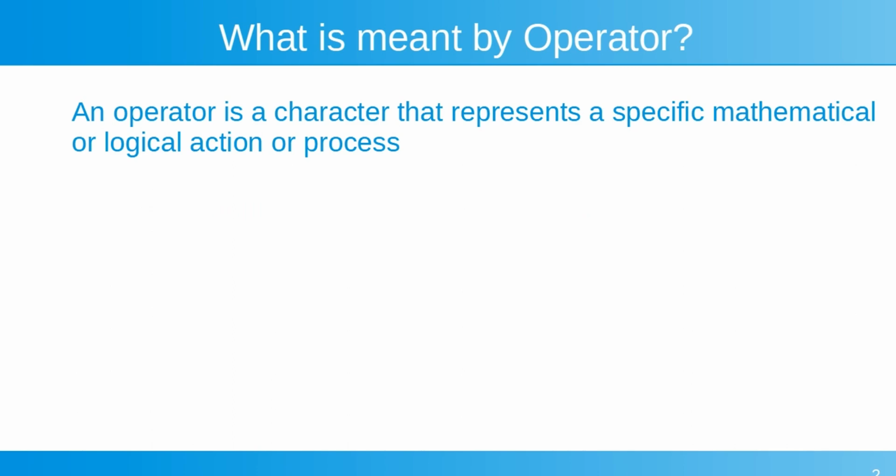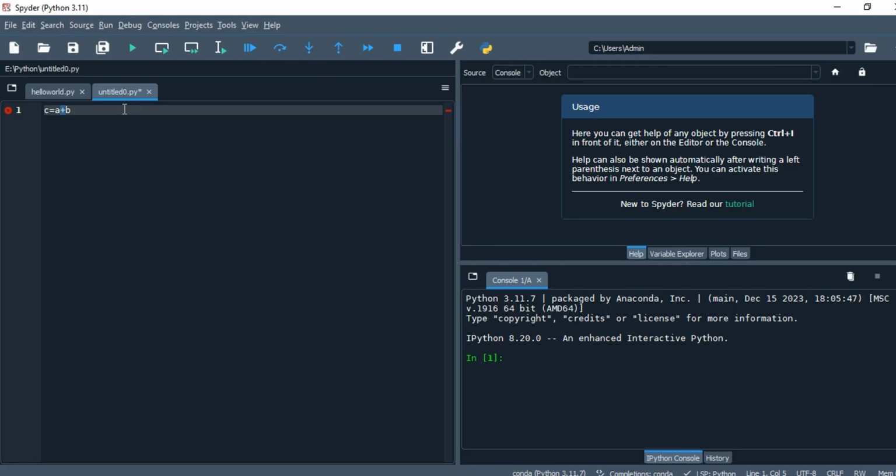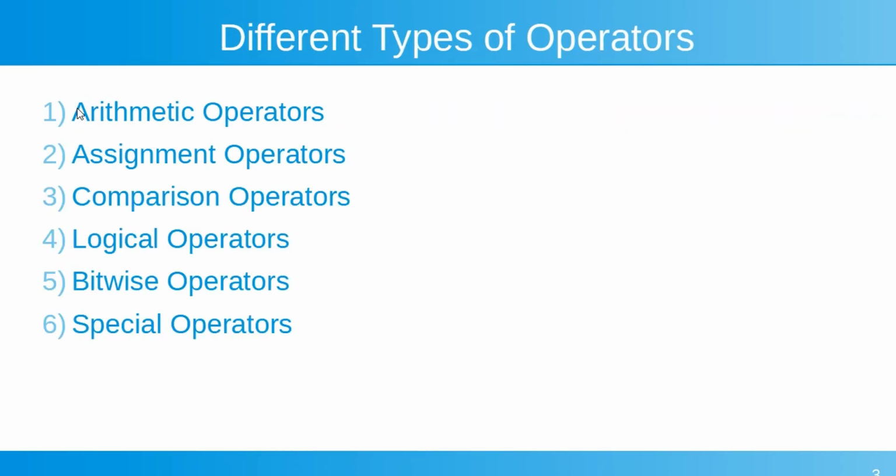So an operator is a character that represents a special mathematical or logical action or process. Okay, so in this case plus is an operator and equal to is an operator. So in Python we have different types of operators, like arithmetic operators, assignment operators, comparison operators, logical operators, bitwise, and special operators. So in this session we are going to discuss these operators one by one.